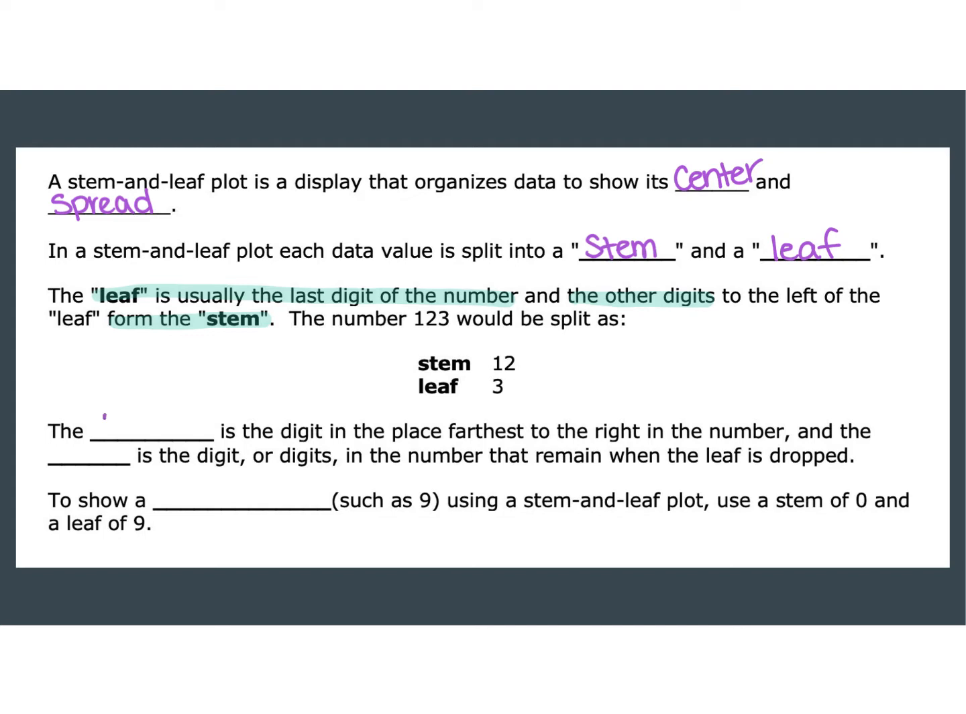The leaf is the digit in the place farthest to the right in the number, and the stem is the digit or digits in the number that remain when the leaf is dropped. To show a single digit number, such as 9, using a stem and leaf plot, we would use a stem of 0 and a leaf of 9.